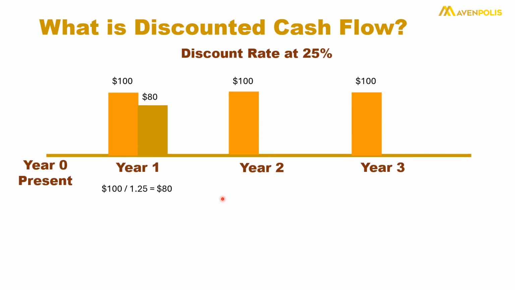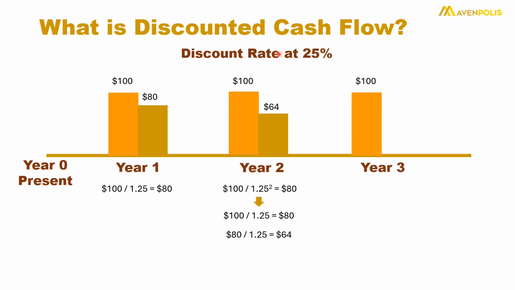What's the concept? For year 2, the present value of $100 is actually $64. How do you get that? If you think about it, $100 you need to divide by 1.25 twice. So $100 divided by 1.25 gives you $80, and then 80 divided by 1.25 gives you 64. So the present value of $100 in year 2 is actually $64. Or the other way you think about it is that $64, if you invest it at 25% for 2 years, you get back $100.